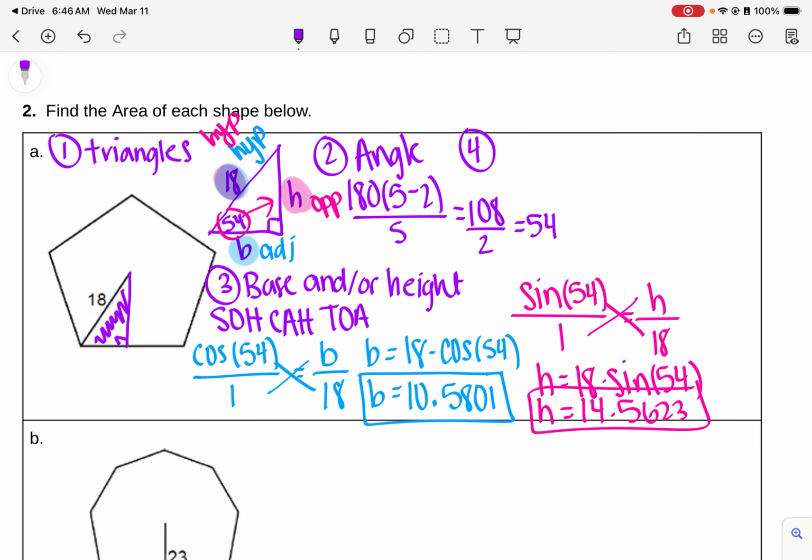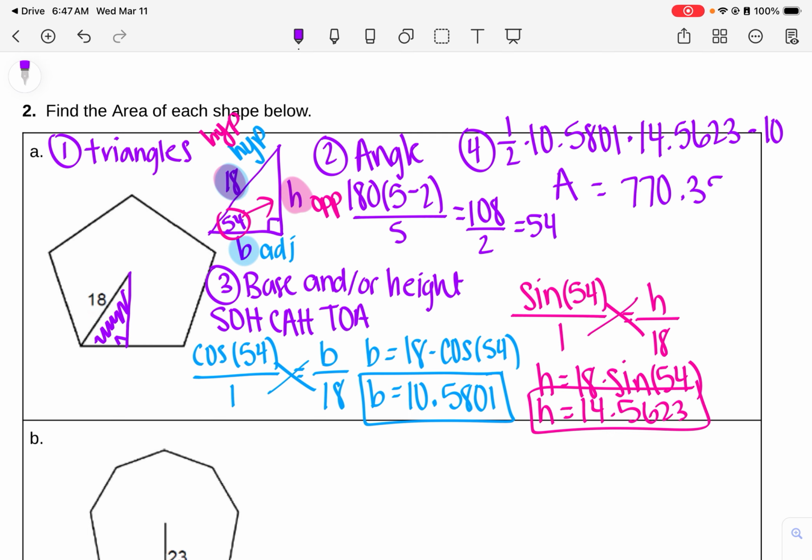Now we're on step 4, which is to find the area. So we're going to do area of the triangle times number of triangles. So we're going to do 1/2 base, 10.5801, times height, 14.5623, times double the amount of sides, because that's how many triangles we have, which is going to be 10. So 1/2 times 10.5801 times 14.5623 times 10. And then I would check, which I'm doing right now, on your calculator to make sure you have everything typed in right. So our area is going to be 770.35 units squared.